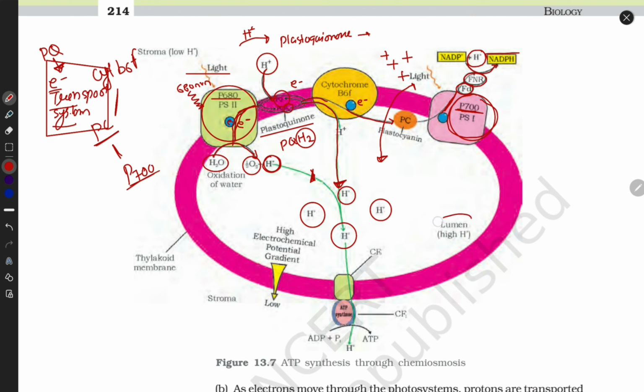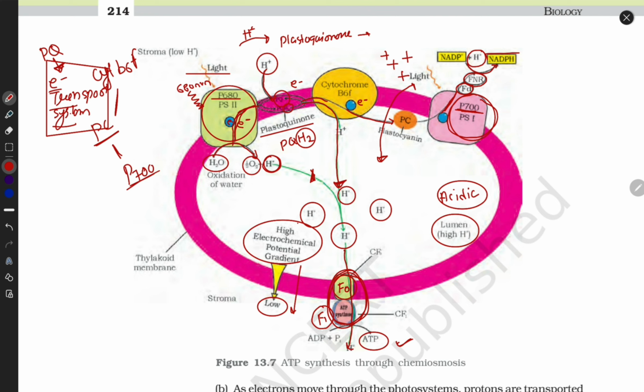So the lumen has high H plus, so it is an acidic medium. Now where do they go? They go towards the F0-F1 particle. They enter the ATP synthase and form ATP. Here H plus is high in concentration and goes towards low concentration. So this is the proton gradient, the high electrochemical potential gradient.